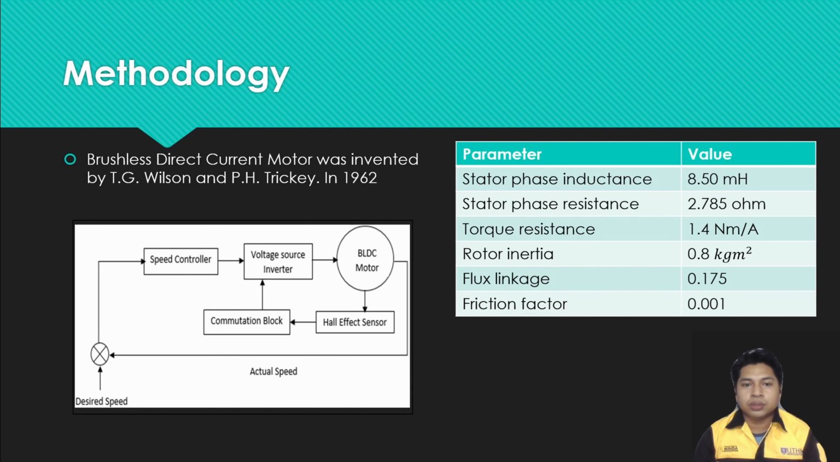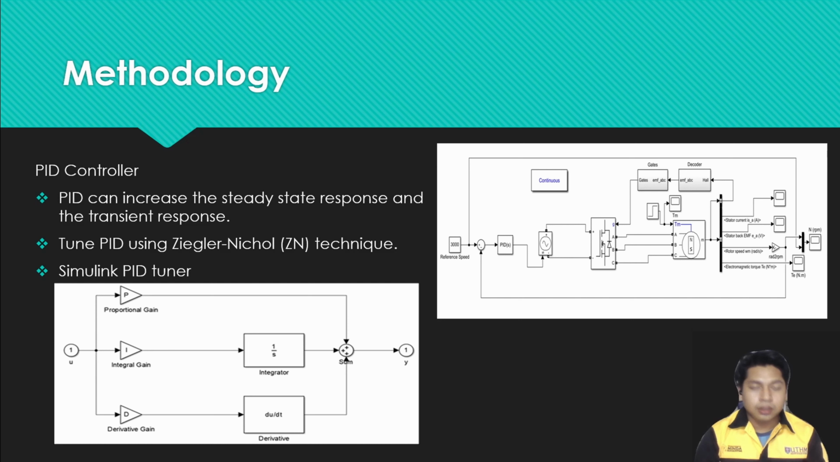The PID controller has many methods to tune the PID parameters. The one I use in this project is the Ziegler-Nichols (ZN) technique. There are other methods that can be used to tune the PID, such as using the Simulink PID tuner.